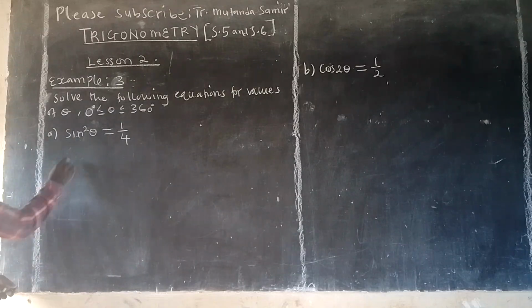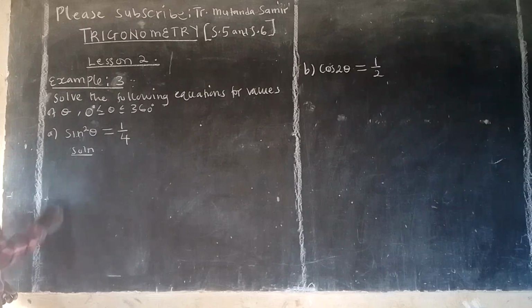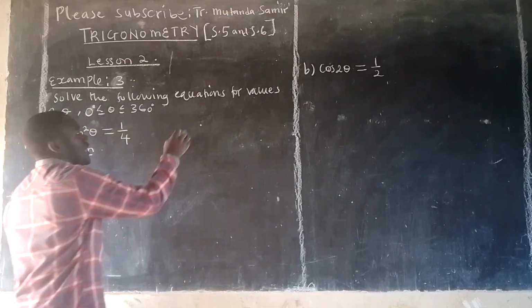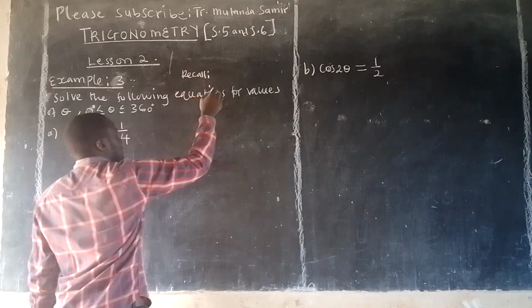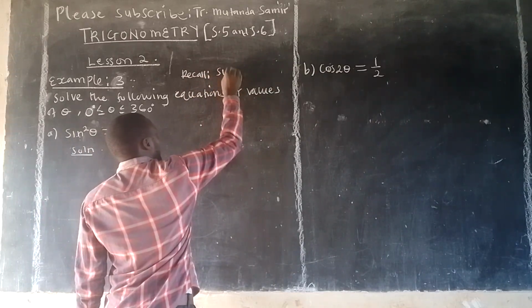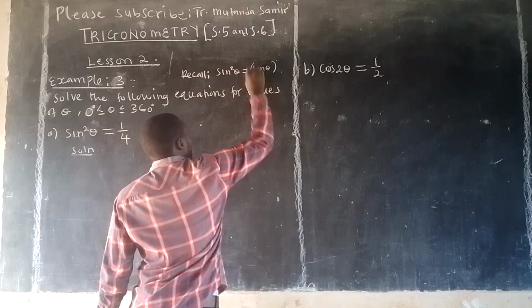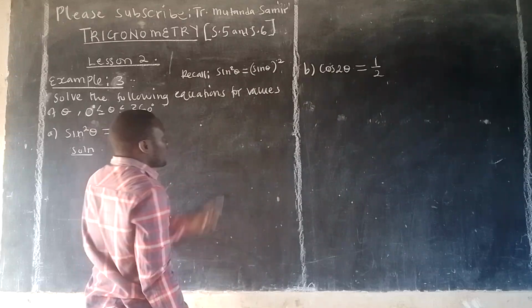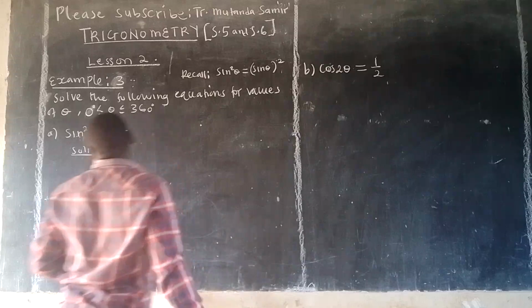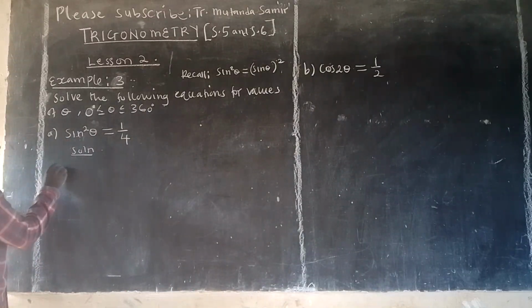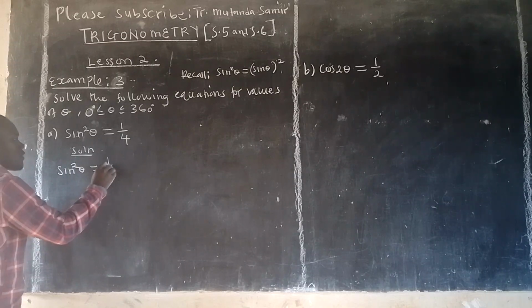Solution. Now maybe one thing which you must know is, recall: don't forget this. When you have sine squared theta, this is the same as sine theta, squared. That's what it means. We only write this for simplicity of writing and avoiding the brackets. And that means that here we shall have sine squared theta being equal to a quarter.